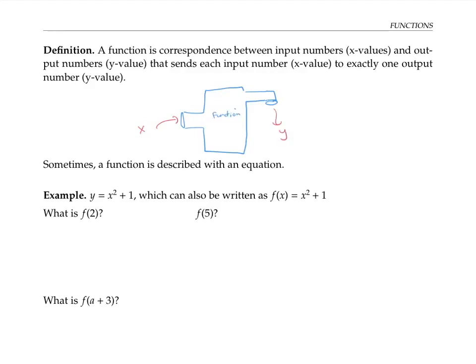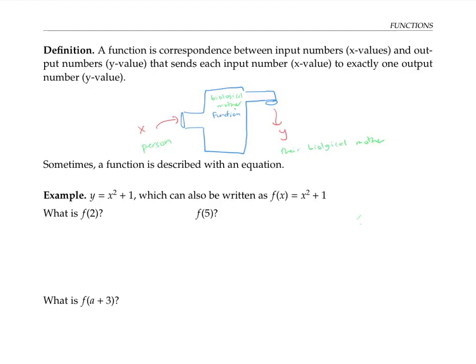So a non-mathematical example of a function might be the biological mother function, which takes as input any person and gives as output their biological mother. This function satisfies the condition that each input number or object, person in this case, gets sent to exactly one output person, because if you take any person, they just have one biological mother.